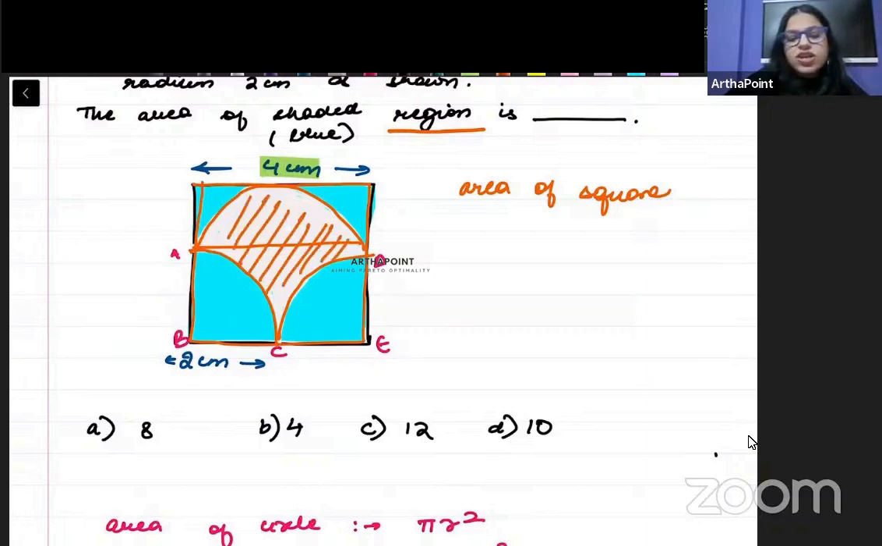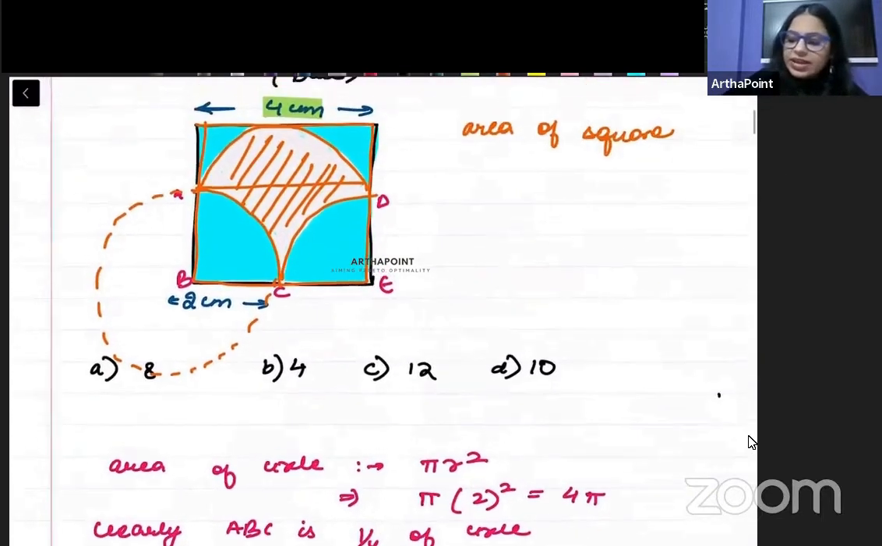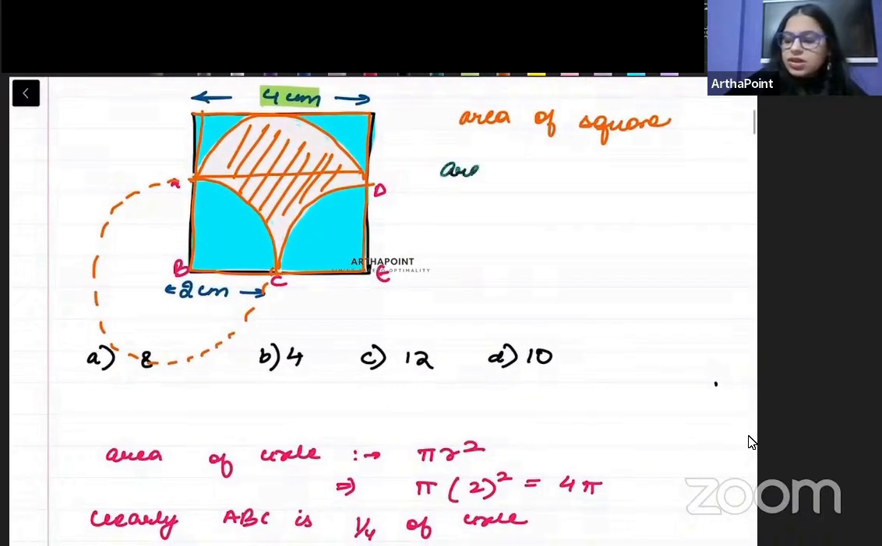That is one way in which I can do that question. Another way of solving this question can be, tell me something. If this is a circle, if I just extend this, can you tell me what will be the area of the circle, beta? The area of the circle will be pi r square.